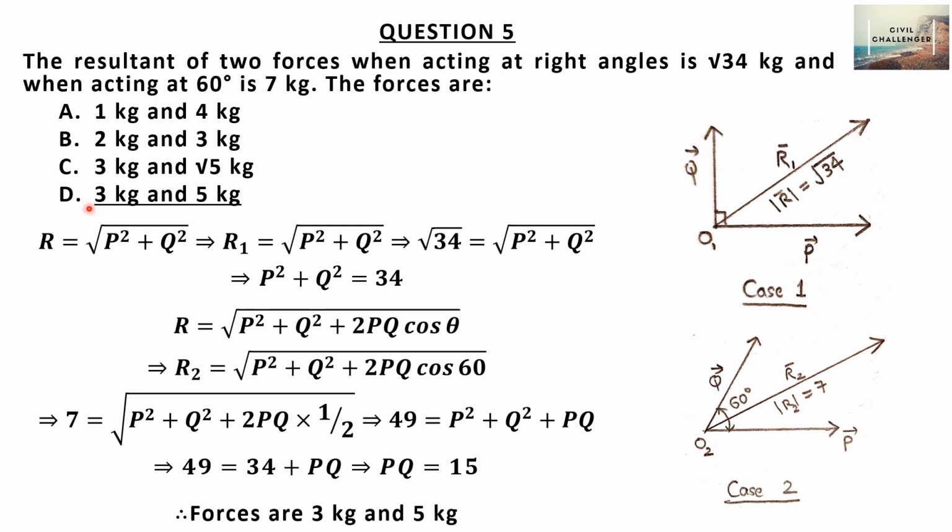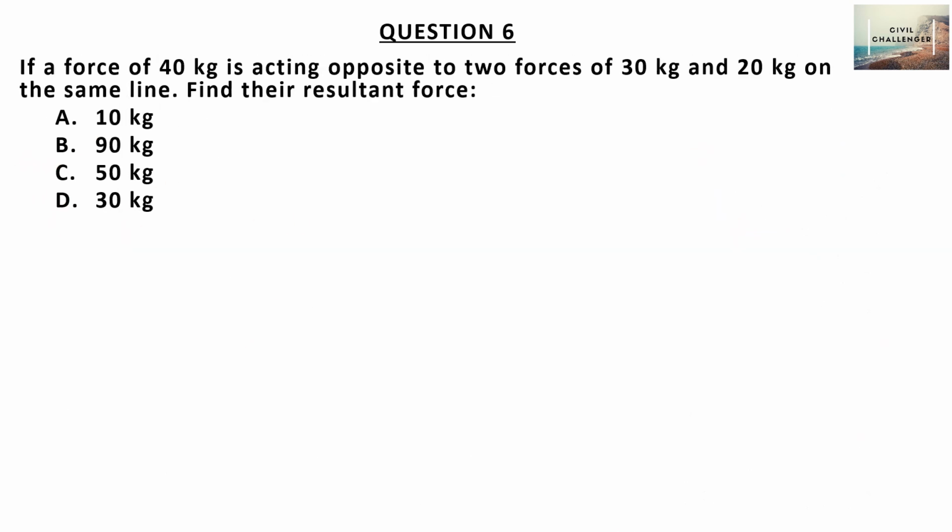But if we see the options, no such options are available. Therefore, we need to see other possibilities. The other possibilities are other factors of 15, which are 3 and 5. So we have 3 kilogram and 5 kilogram as an option. Therefore, the forces are 3 kilogram and 5 kilogram. Therefore, the correct answer is option D.